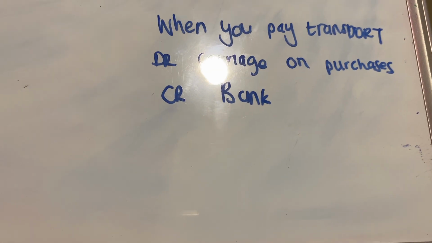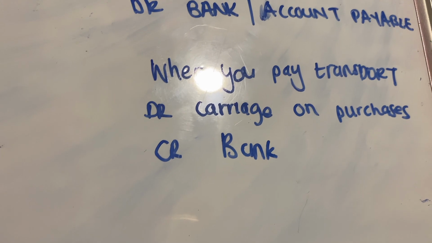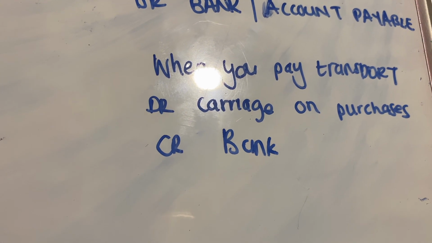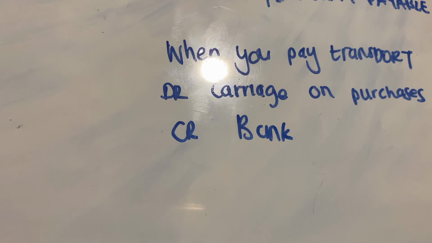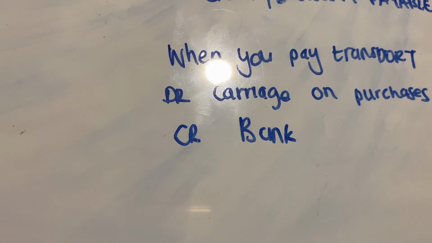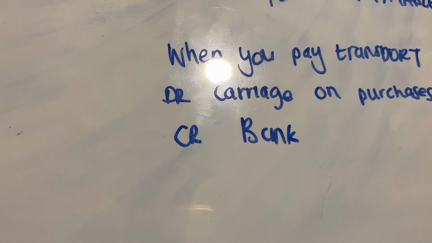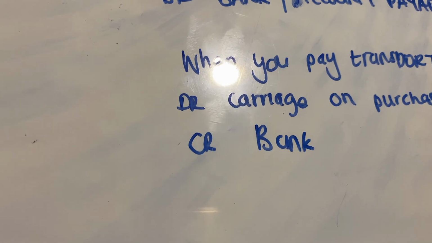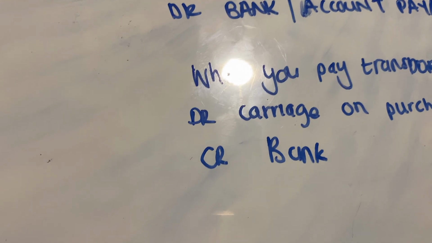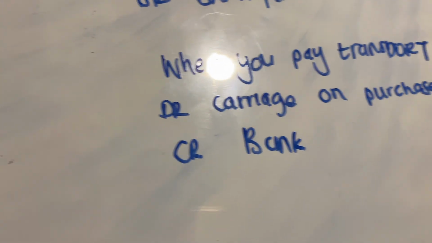Then when you pay transport for goods being bought, you're going to debit carriage on purchases, and then you're going to credit bank. We credit bank because money is coming out of the business. Always remember that when money comes out of the business, we credit bank if it was bought on cash.